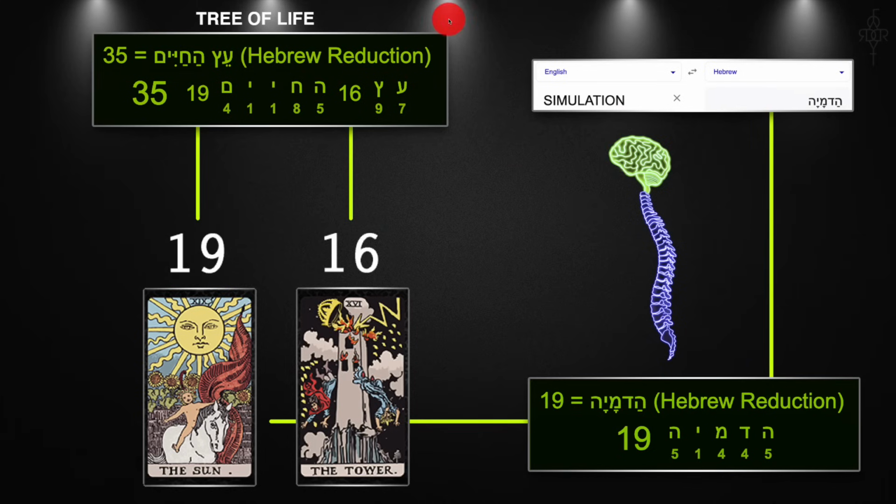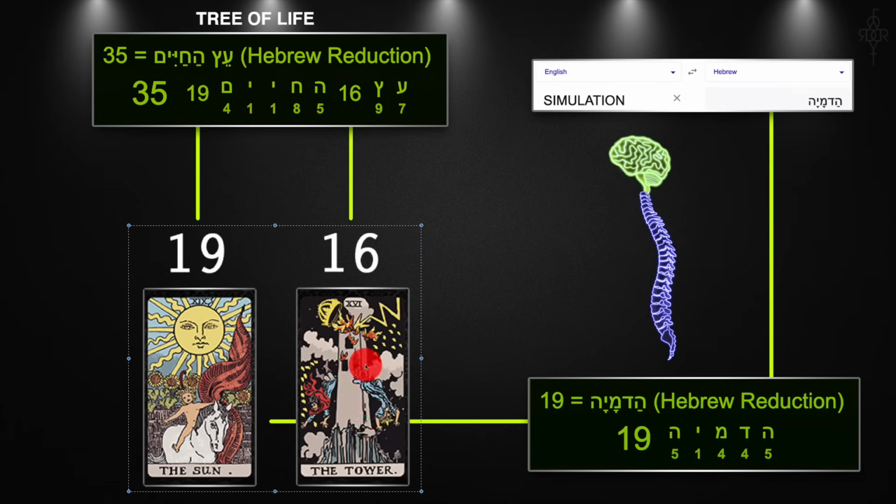So, going down and reducing the tree of life into the single digits, we get the number 19 for life and 16 for the tree. And it's just so interesting, right?